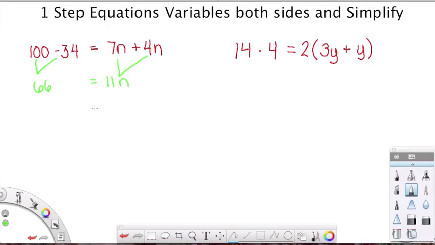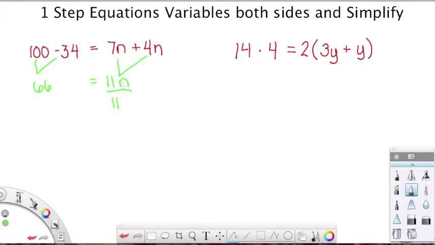Now it becomes a one-step equation, because now we want to solve this equation. 66 is equal to 11n. It's a simplified version of our original equation. And how can we solve for n? Well, we need to isolate n, this variable. We need to first ask ourselves, well, what's happening to n? It's being multiplied by 11. Well, we need to undo that. We need to do the inverse operation. And what is the opposite of multiplying something by 11? It's dividing it by 11.